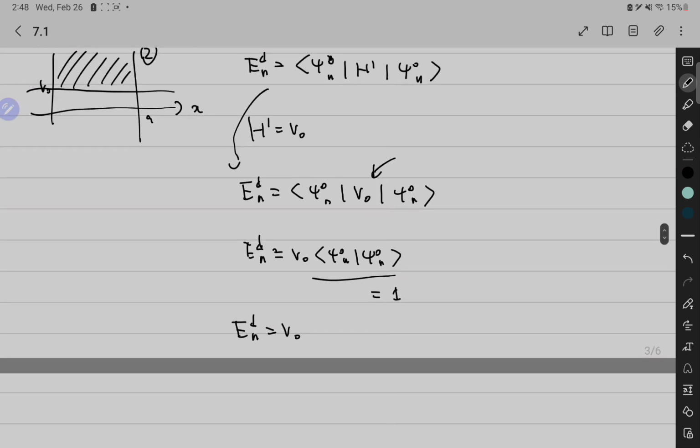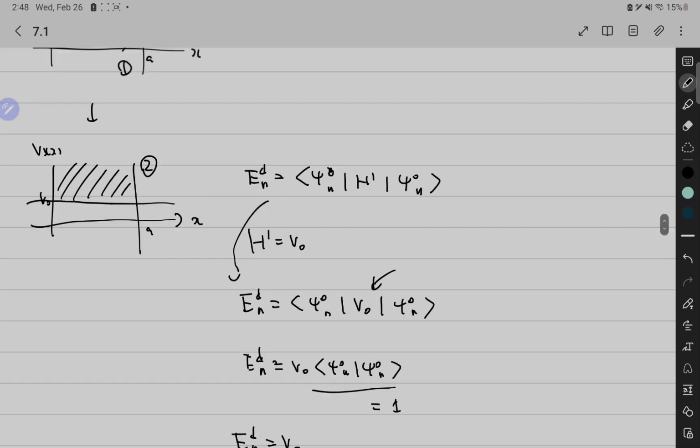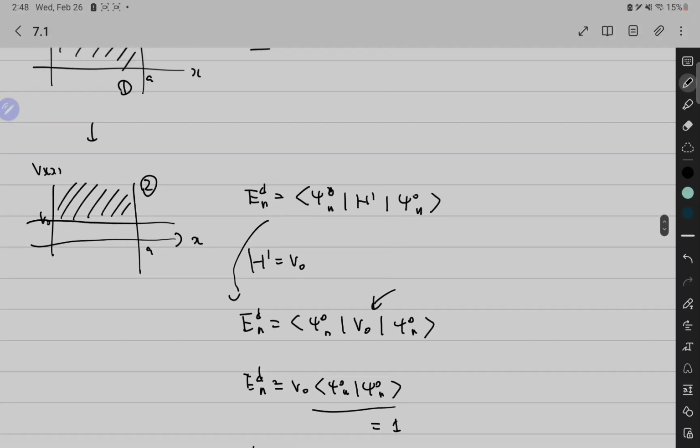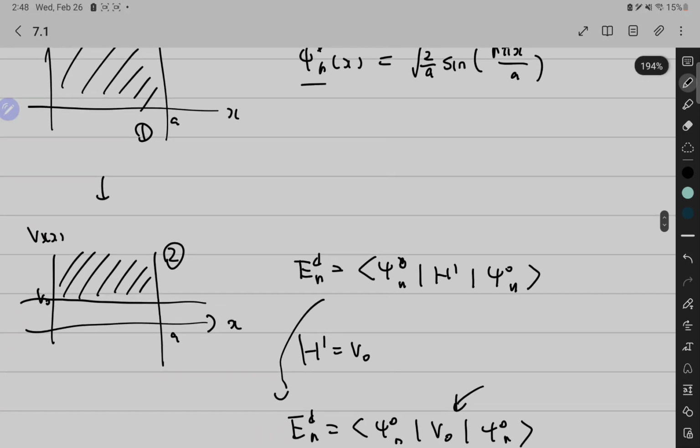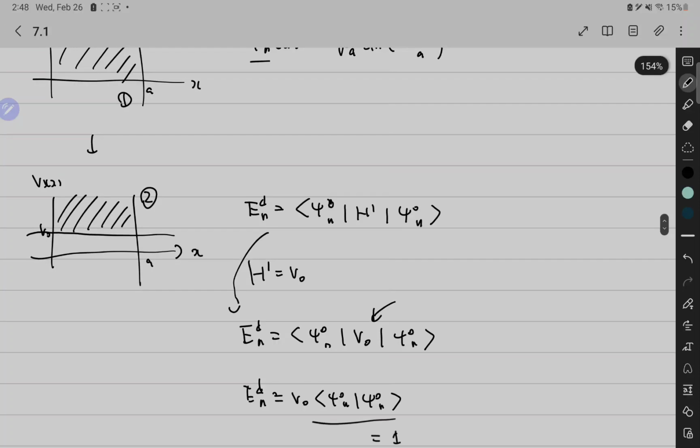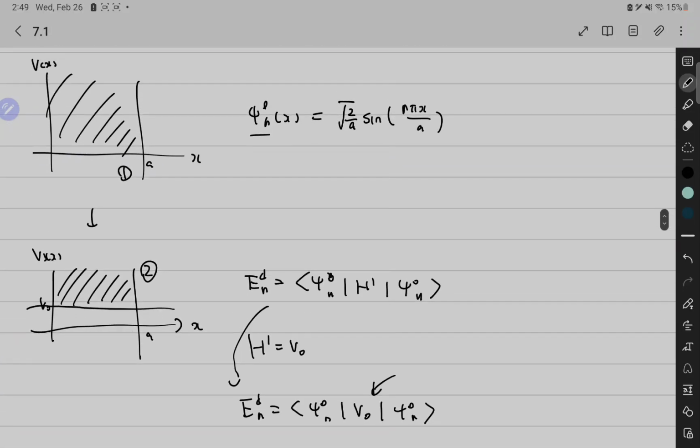Because if E1n stands for the energy difference between these two systems, then obviously the energy difference between these two systems is just how much you raised the floor by, right? Which is V0 in this case. So that's very intuitive. So E1n turns out to be V0, which implies that the energy difference between our unperturbed system and the perturbed system, where we raised the floor by V0, is just how much you have raised the floor, right?